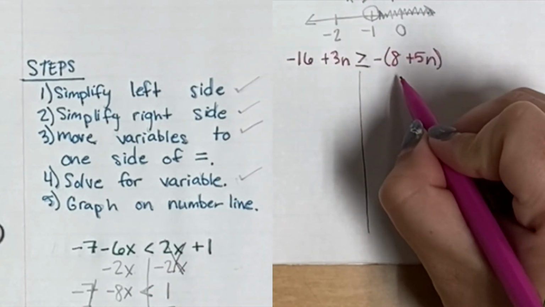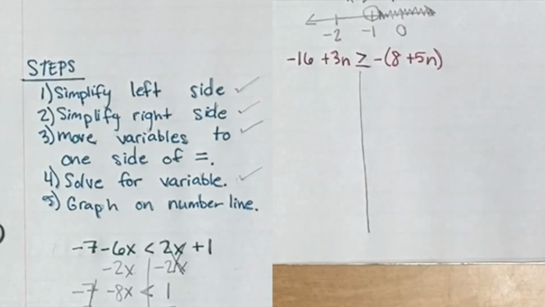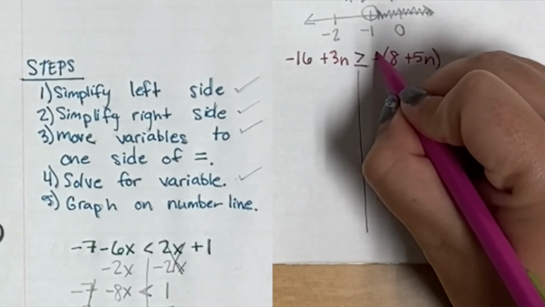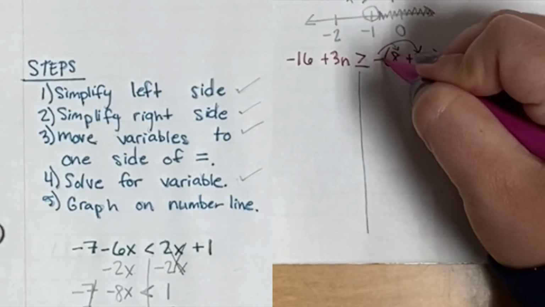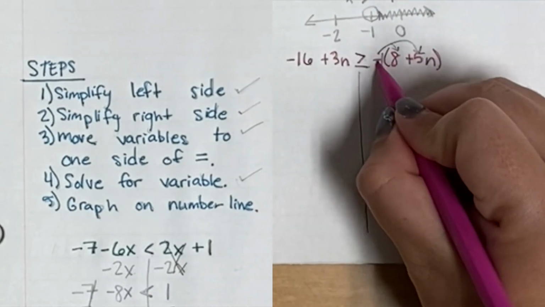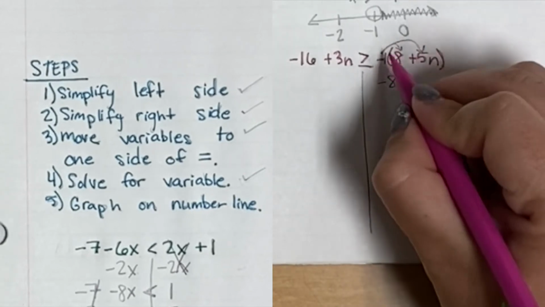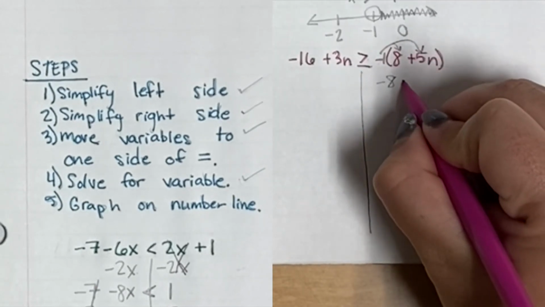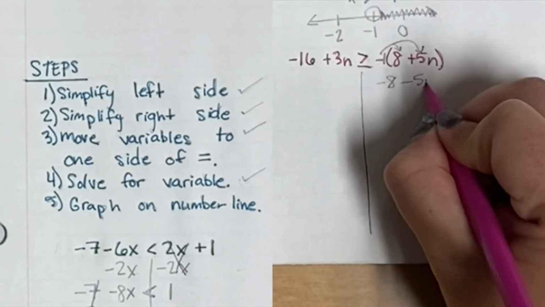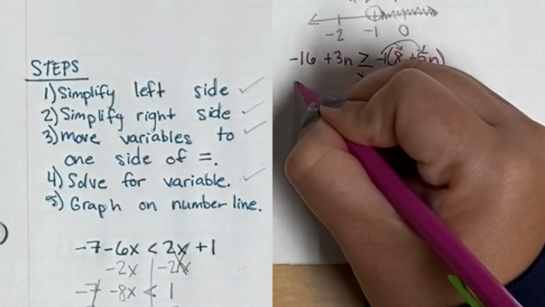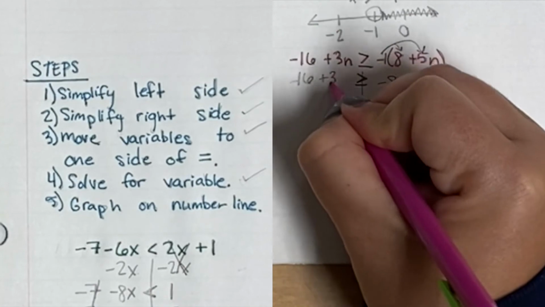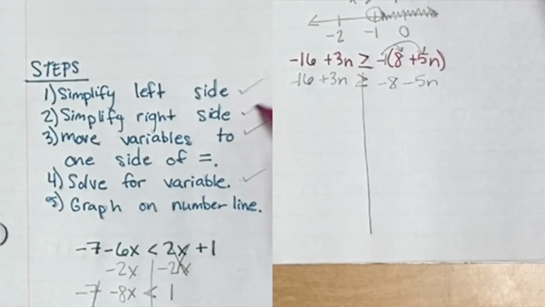Step 2, I'm going to look at the right side and see if I can simplify. I don't have any like terms, but I do have some distribution that I can do. This negative outside is a -1. -1 times 8 is -8. -1 times a positive 5n is a -5n. And now I need to drop down the left side of the equation that I didn't change. So I've done step 2.